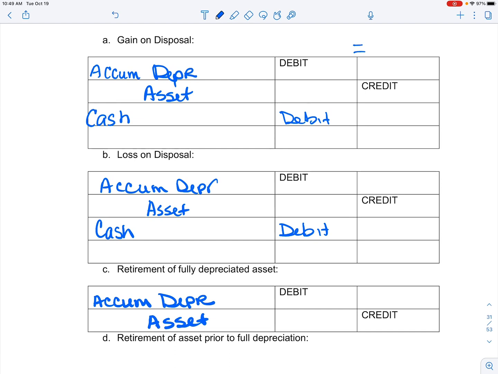If you have a gain, you're going to credit that gain, which means that you needed a credit here to make my debits equal my credits. Here, my credit's going to be higher. I need another debit to make sure that those agree. If you have a debit here, it's a loss on disposal.